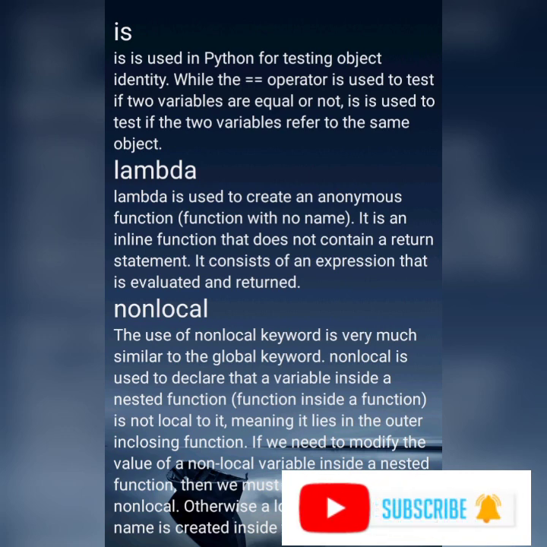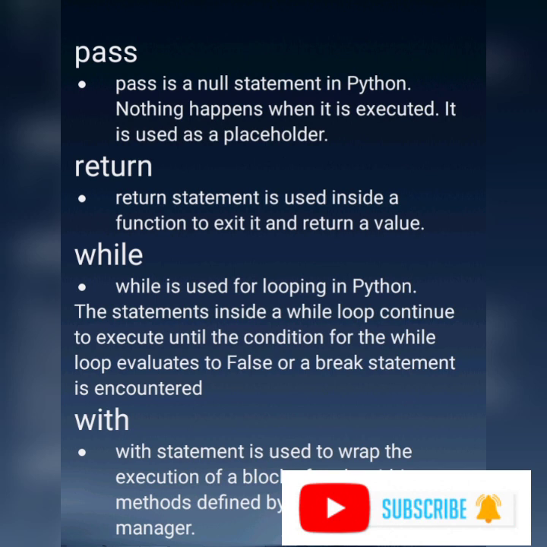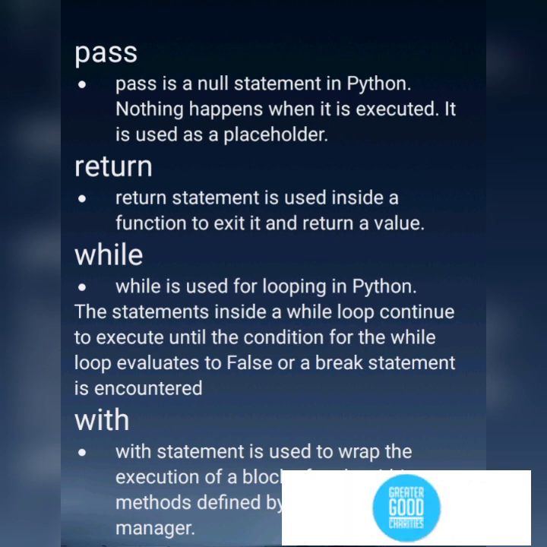And next one is pass. The pass keyword is used as a null statement in Python. Nothing happens when it is executed. Next, the return statement is used inside a function to exit it and return a value. And the while keyword is used for looping in Python, like a while loop and do while loop. We use the while keyword when we do not know the number of times we want to loop.